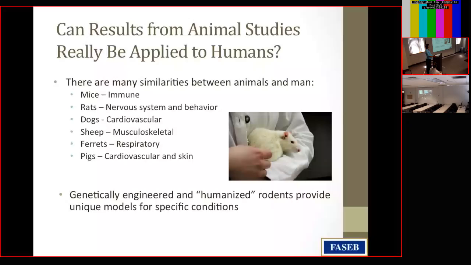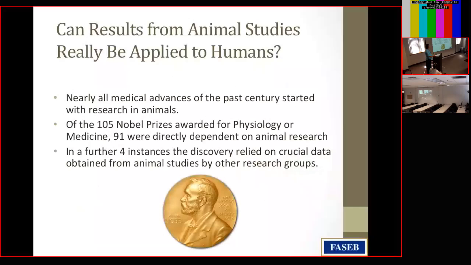The importance of these animal models is evident when you consider that nearly all medical advances were in some way shaped by animal research. Of the 105 Nobel Prizes awarded in physiology and medicine, 91 of those were directly dependent on animal research. This includes every prize awarded in the past 30 years. And in an additional 4 instances, those Nobel-winning discoveries were relying on data obtained from previous animal studies.